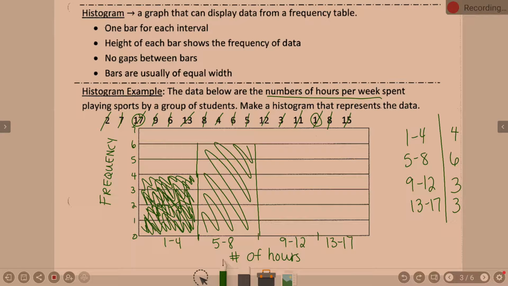9 through 12 is 3, and 13 through 17 is 3. I definitely do not care for the way that looks on the VinQ, but it is ugly. Okay. Beautiful. Got the idea of what you're doing there? Best histogram ever. Okay. Let's move on to the next page.